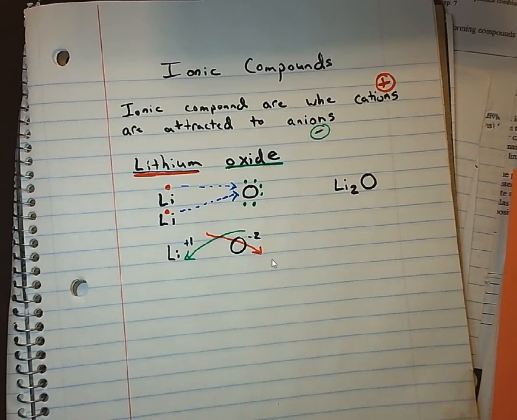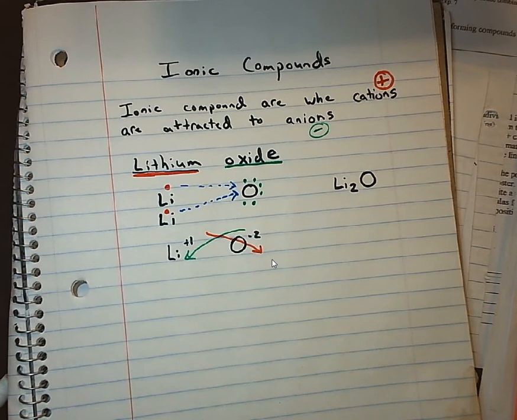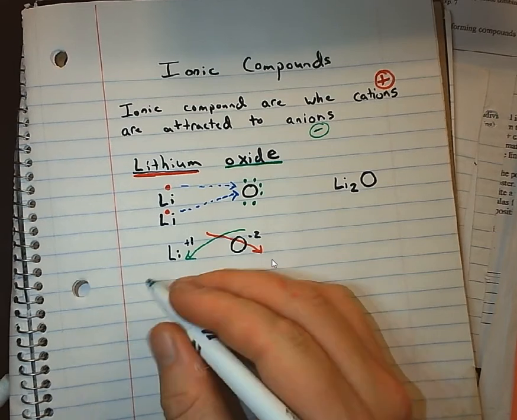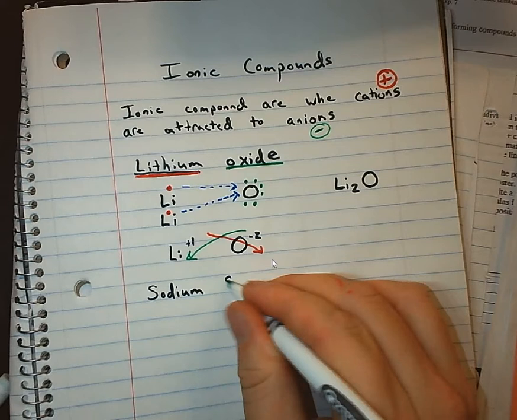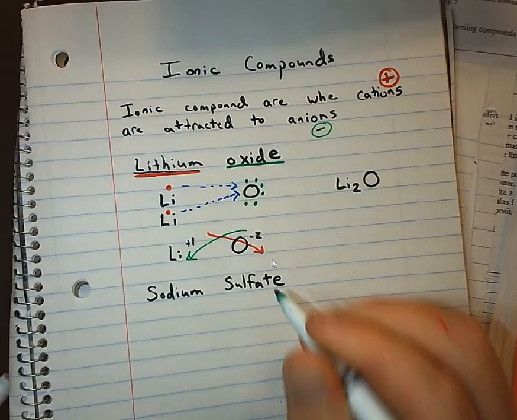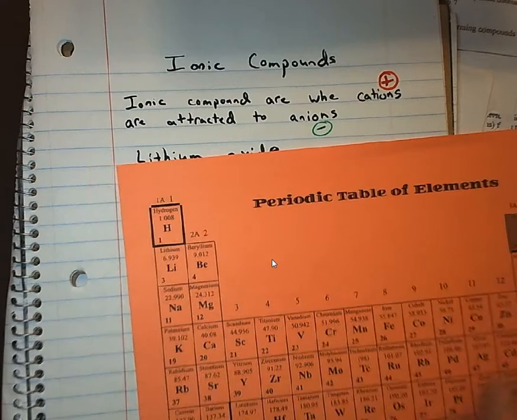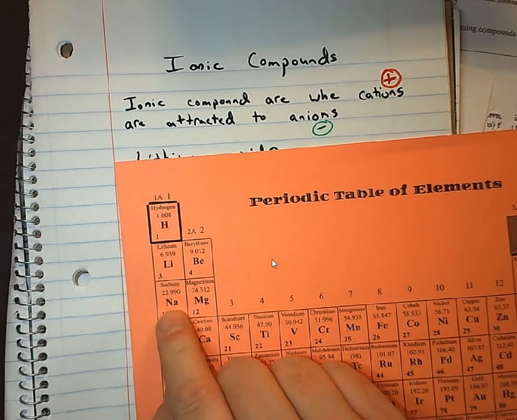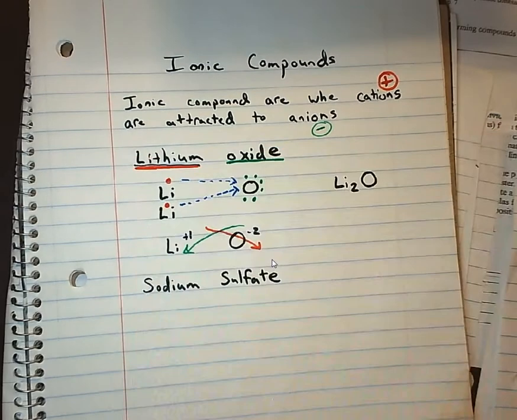Let's try doing just our crisscross method with some other examples. Let's do sodium sulfate. Biggest thing, like I said, is practicing finding all these. Sodium we know is going to be our cation, so it's one of our metals, which we know is on this side. Sodium, Na, first column, charge of +1. Double check, we are correct.